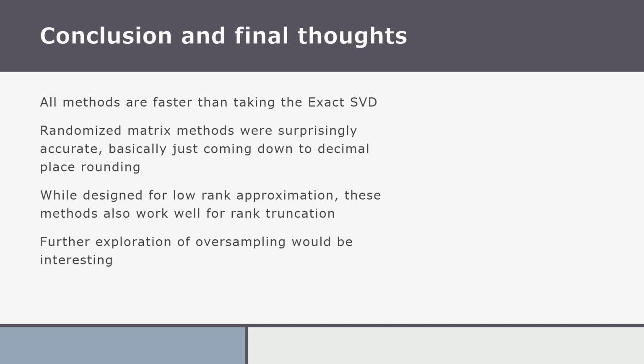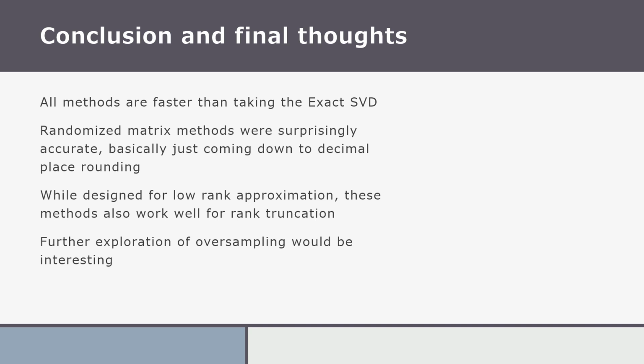Although these methods were not designed for rank truncation, they're really designed for low rank approximations, because you don't want that Q to basically create another giant matrix. You're not saving any time, since that's a giant square matrix. It still worked really well for the SVD truncation. I thought it was really cool.